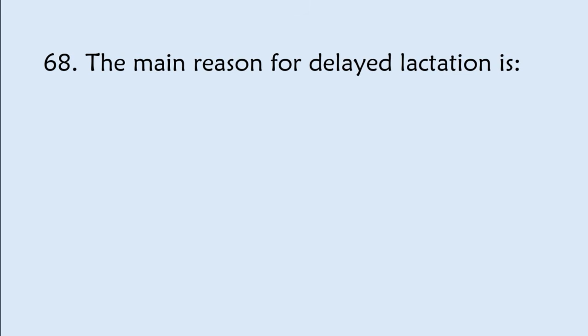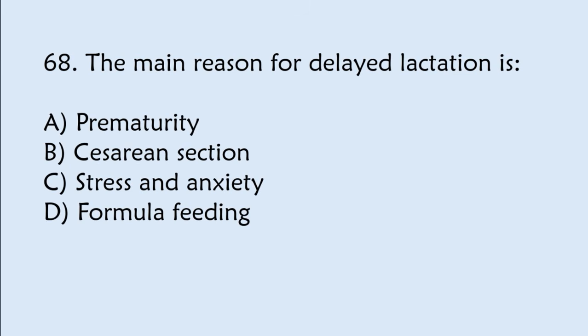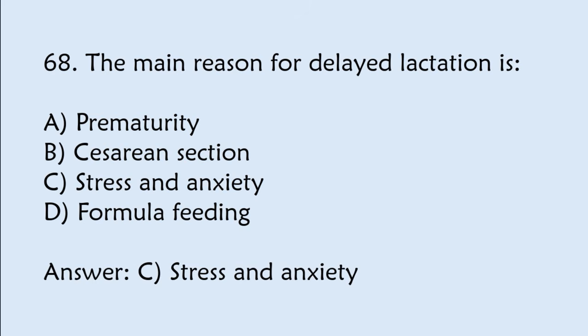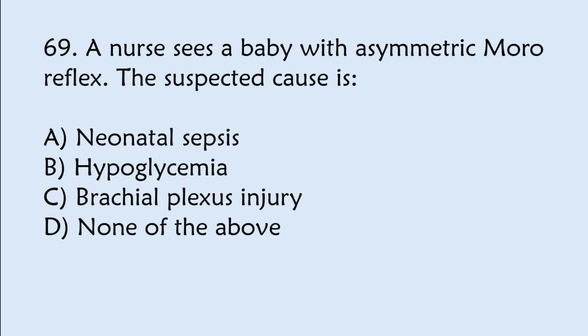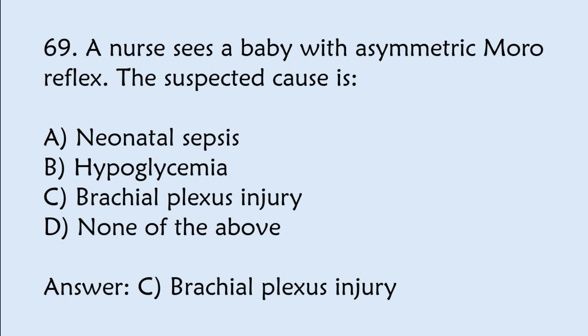The main reason for delayed lactation is prematurity, cesarean section, stress and anxiety, formula feeding. Correct answer is option C, stress and anxiety. A nurse sees a baby with asymmetric Moro reflex. The suspected cause is neonatal sepsis, hypoglycemia, brachial plexus injury, none of the above. Correct answer is option C, brachial plexus injury.